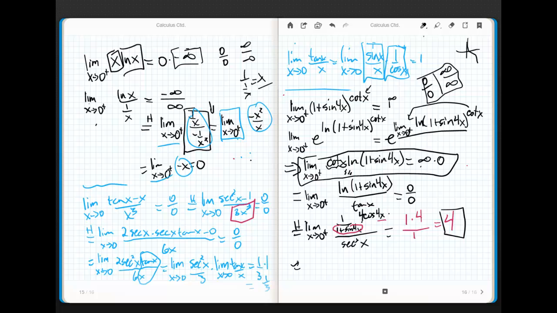So doesn't this imply that the limit as x approaches 0 from the positive side of 1 plus sine of 4x raised to the cotan of x, isn't that equal to, remember, if this equals this, and we know that this equals this, and this limit right here equals 4, and this is just e to the 4th. Ta-da! Smiley face. And that's it.